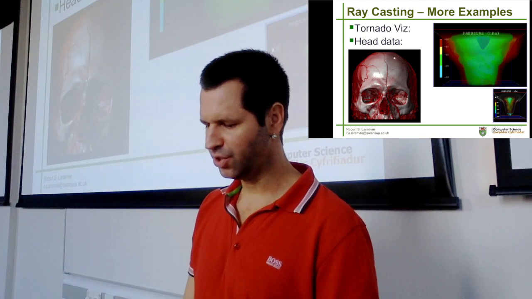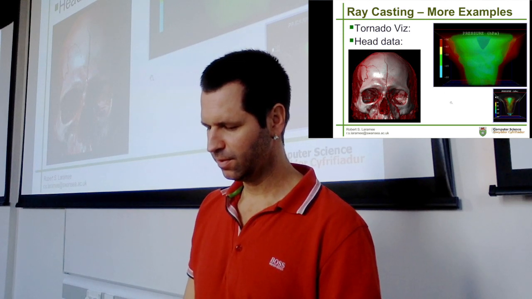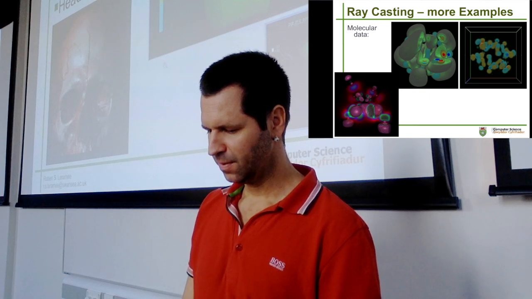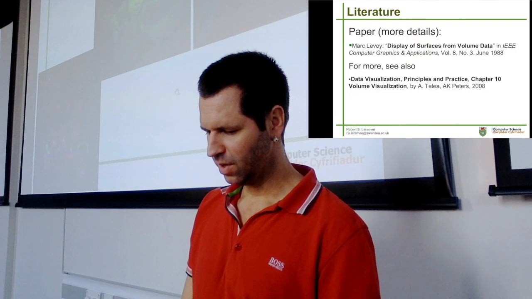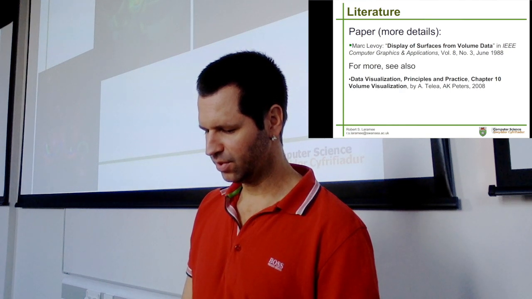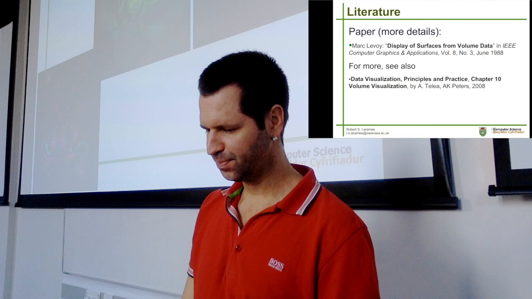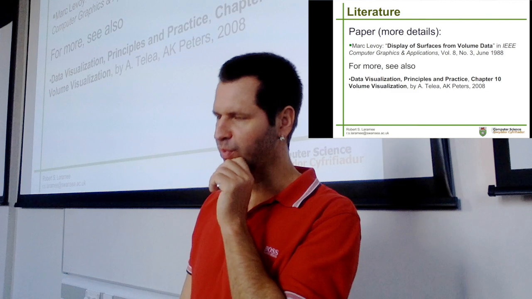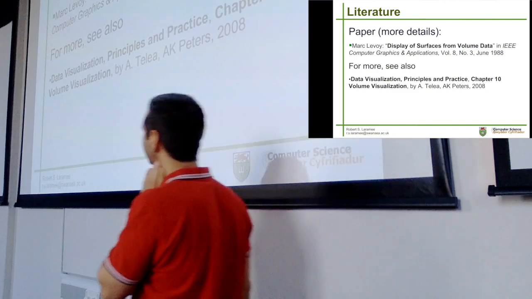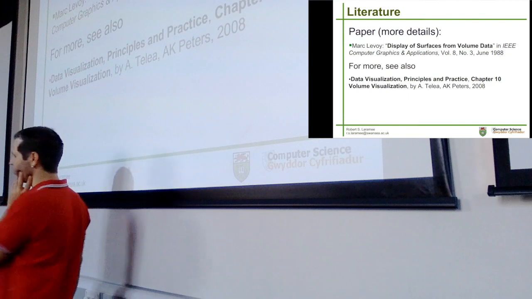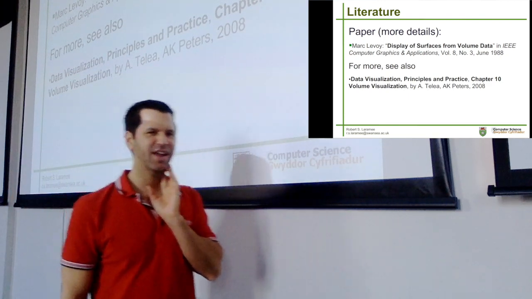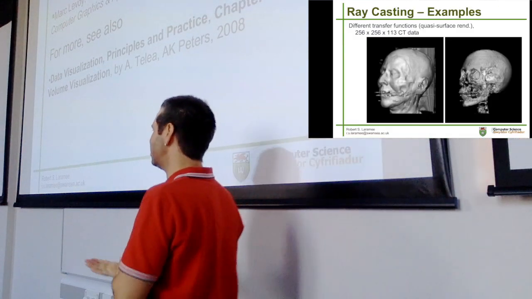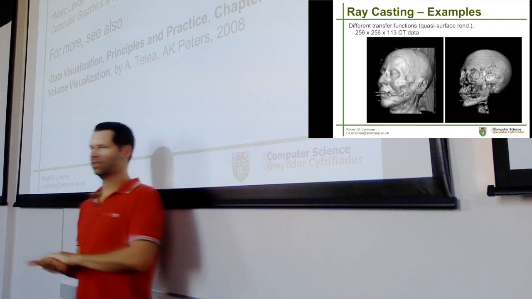Here are some more images with higher resolution and color. Right, this is another ray traced image. And some more examples of different kinds of data. And this is the paper, there's a copy of this paper on Blackboard. So if you saw the lecture and you thought, oh, I didn't understand any of that, you can go and read the paper at your own speed, and hopefully it makes sense.